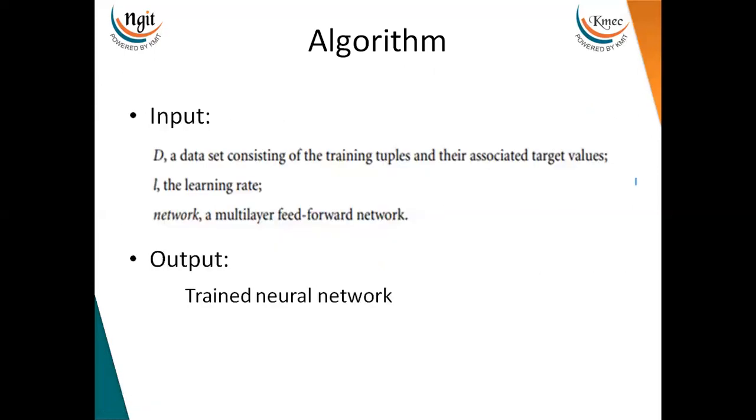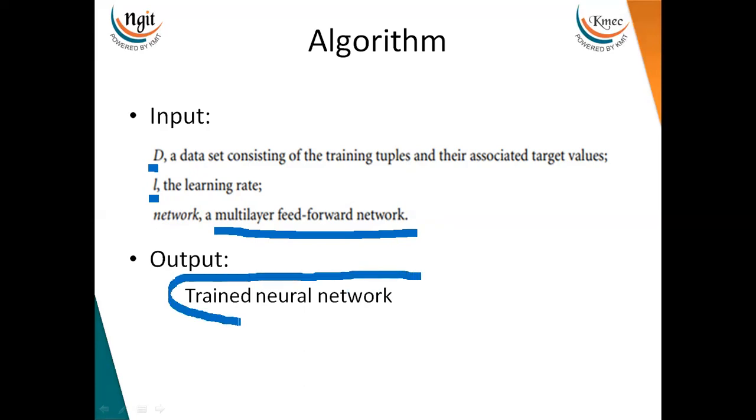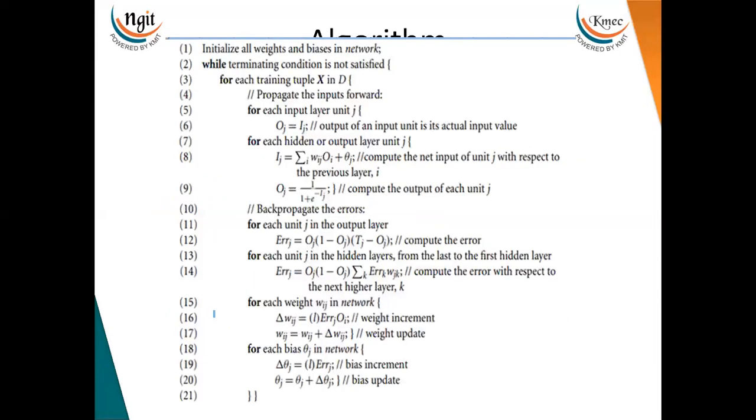Now let us try to put it using some mathematical formulas. Consider D as your data set, which contains the input. L is the learning rate, and you have a network that is a multi-layer feed-forward network, which contains the input layer, hidden layers, and output layer. Then at the end, you will get a trained neural network. Now, why I'm using the word trained is because my error is low. And when the error is low, what does it mean? It is giving me perfect accuracy. Okay. Now, these are the main steps of your algorithm.